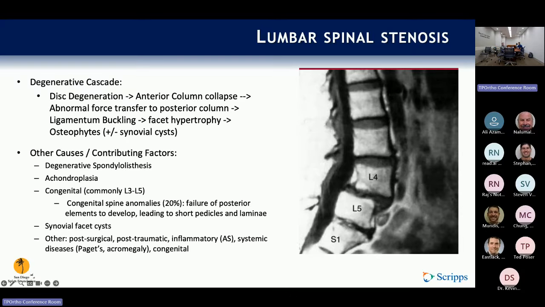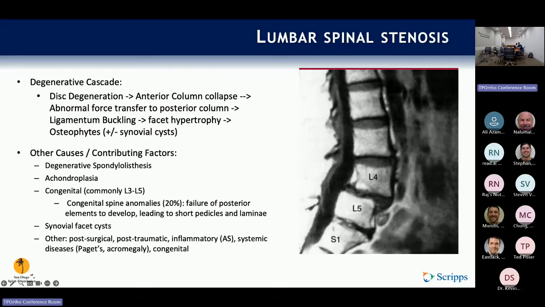So this is the overall degenerative cascade that leads to the stenosis. You start with degeneration, which destabilizes the anterior column, leading to some collapse. This then transmits abnormal forces to the posterior column, which means it has to start dealing with more load than usual. And you get ligament buckling and facet hypertrophy as a response, and this forms osteophytes and plus or minus synovial cysts. All of these factors combine to shrink the size of the canal over time.